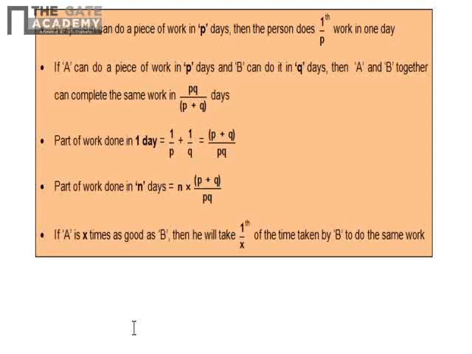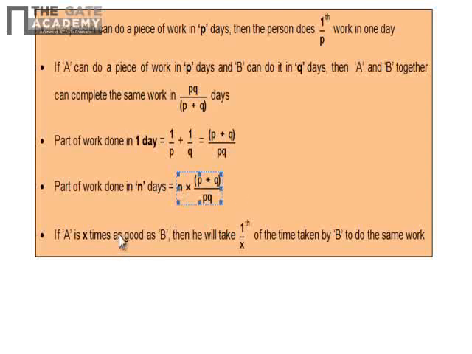Suppose there are two persons, one is doing work in p days alone, and another is doing it in q days alone. Then if they come together, they'll complete the same work in pq upon p plus q days. If you want to find the 1 day work of both of them working together, it is 1 by p, that is 1 day work of A, then 1 by q, that is 1 day work of B. You just have to combine, and you'll get that in 1 day they complete p plus q upon p into q amount of work. So if it is 1 day work, then to find the n day work, you just have to multiply this by n.